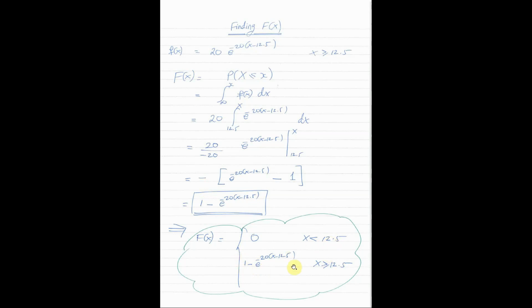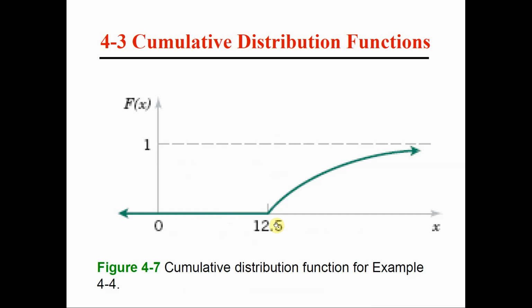When we substitute with 12.5 here, what do we get? 12.5 minus 12.5 is 0. So e to the power of 0 is 1. 1 minus 1 is 0. So 0 here and a 0 there. And basically, we have a piecewise continuous function. If you want to draw the whole function in both intervals, it will look like this.